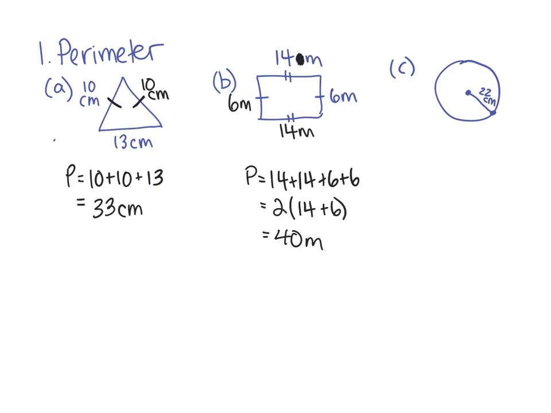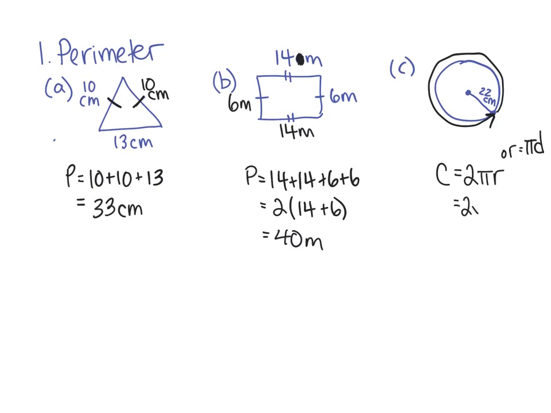Oh, and then a circle. To find the perimeter around a circle, we call that the circumference of a circle. And we do that using the formula 2 times pi times radius. Or you can use the formula pi times diameter. Same thing, since 2 times the radius is the diameter.